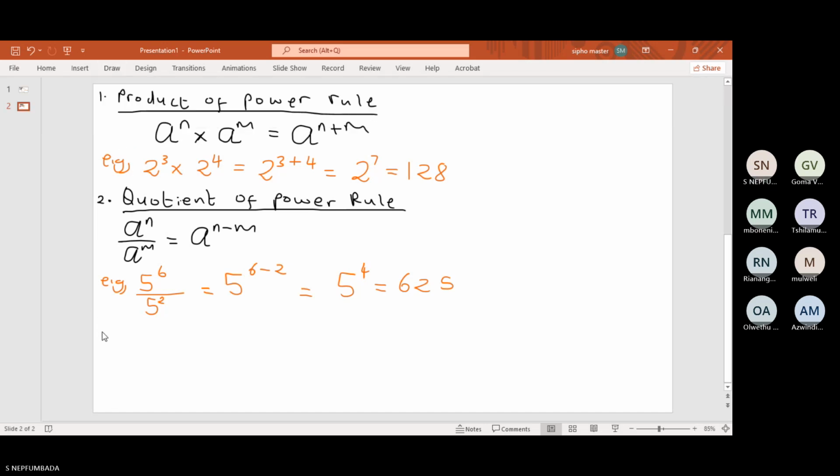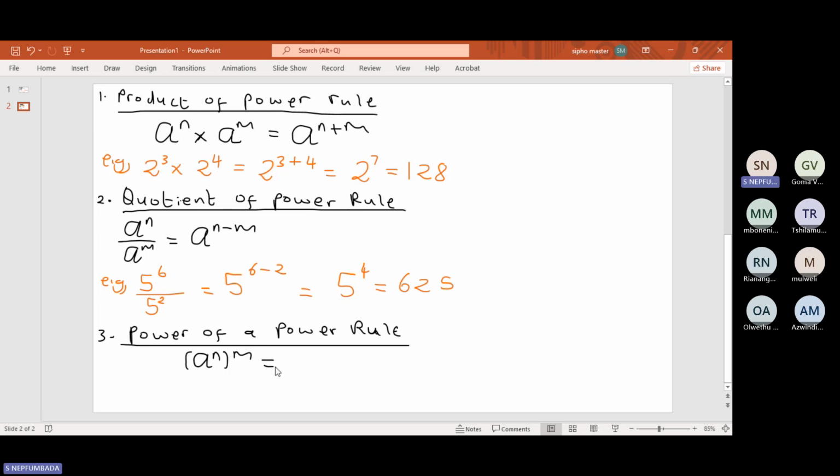And we have the power of a power rule. When we're saying a to the power of n, all to the power of m, this is going to be equal to a to the power of n multiplied by m.